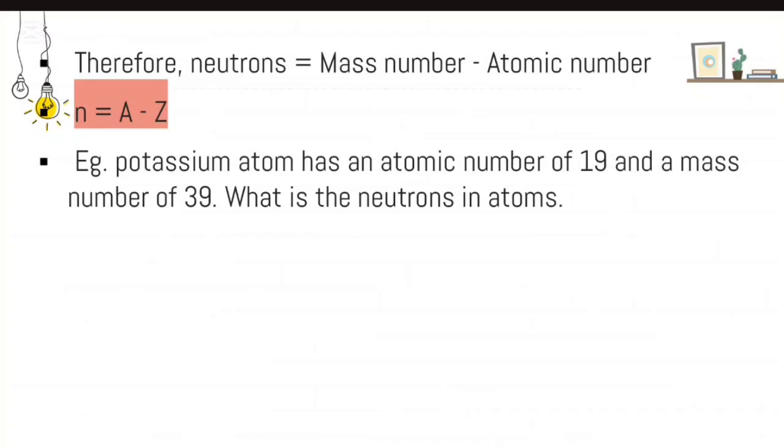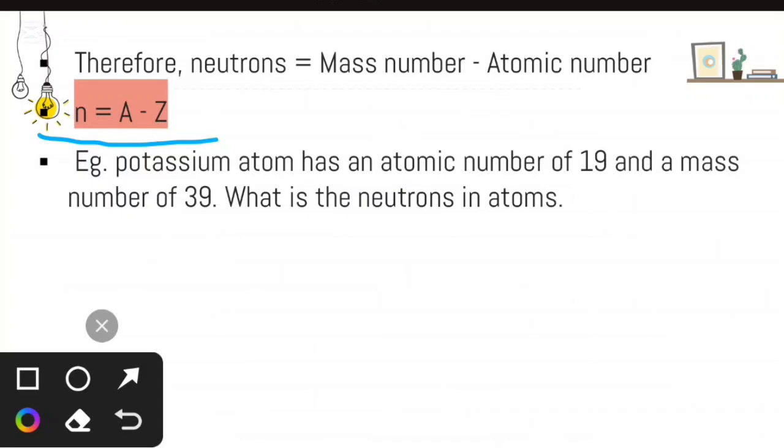How are you going to calculate neutrons? In order to calculate neutrons, the neutron is equal to mass number minus atomic number. Simply, neutron is equal to mass number minus atomic number.